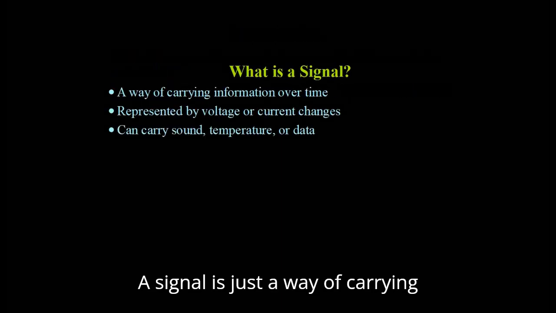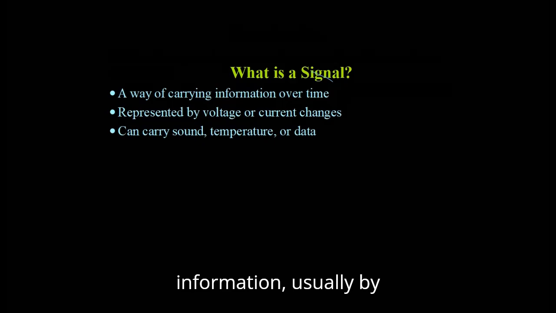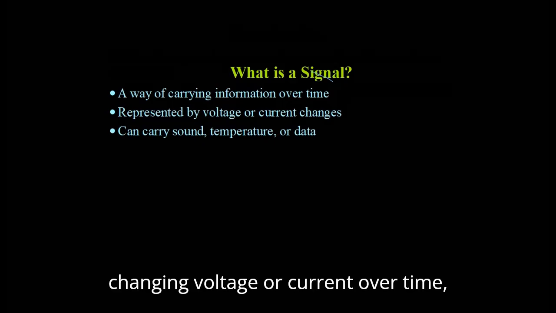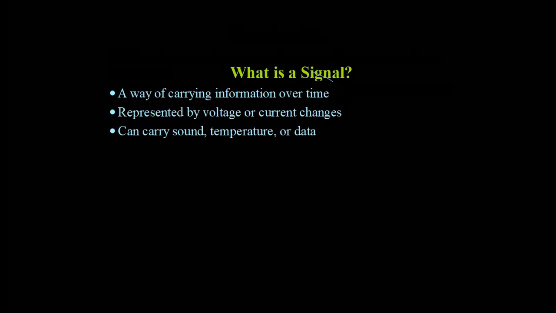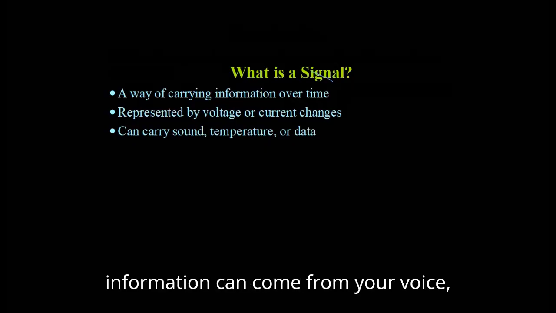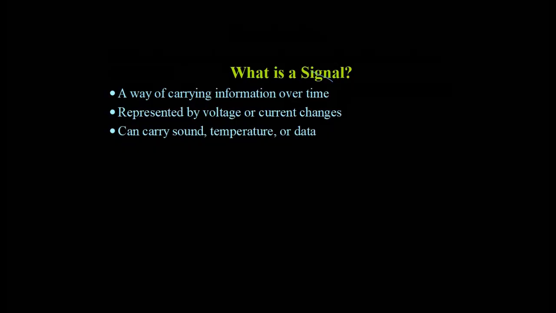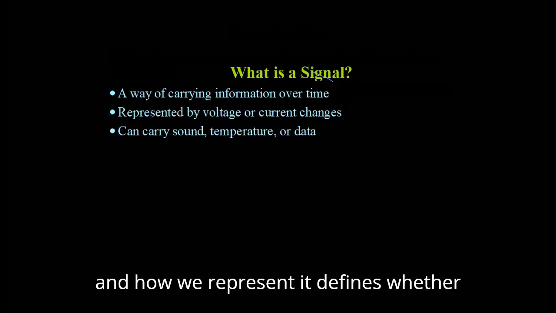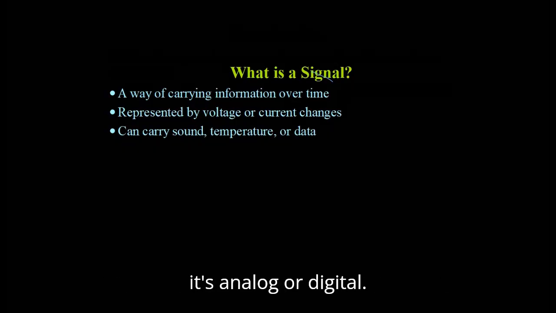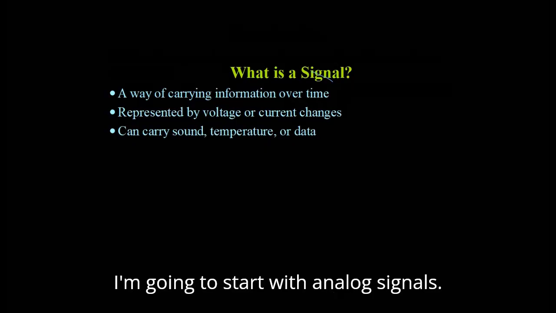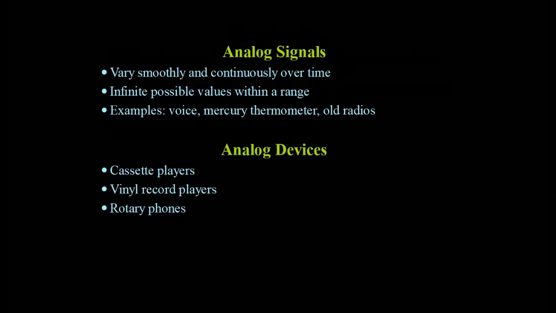A signal is just a way of carrying information, usually by changing voltage or current over time, as shown below. This information can come from your voice, temperature changes, sound, or data, and how we represent it defines whether it's analog or digital. We're going to start with analog signals.